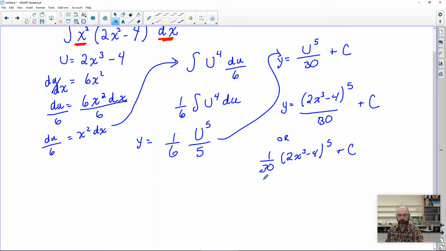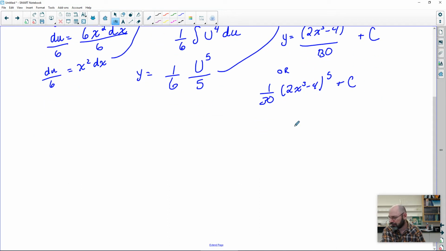There's an example of some manipulation needed in order to get our substitution integral to work out to something where we can use the power rule. Okay, so let's do another example with manipulation, a little more complex. Let's do one that's got some multiplication rather than division in it, and then we'll do one that has some roots in it as well.